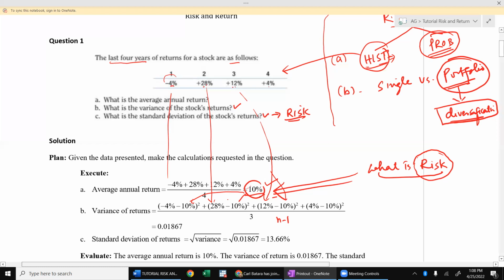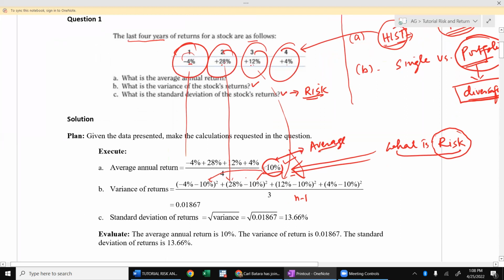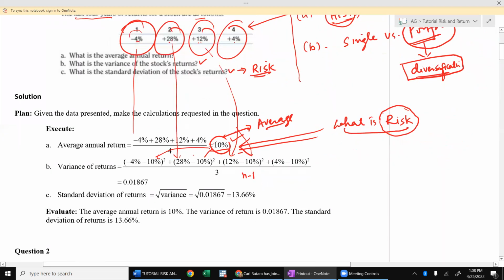I'm not saying the chances that I'm not going to get the -4%, 28%, 12%, or 4%. Risk means what are the chances that you are not going to get your expected return. Expected return means this average return, the average that you calculated. So this is called risk. In this question the expected return is 10%.